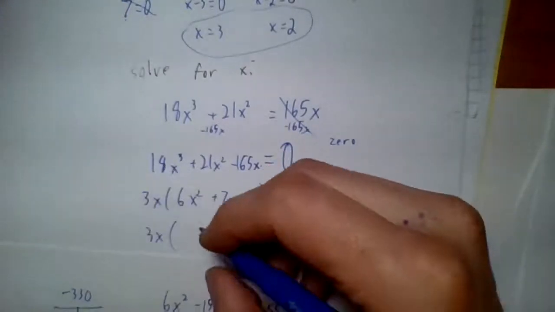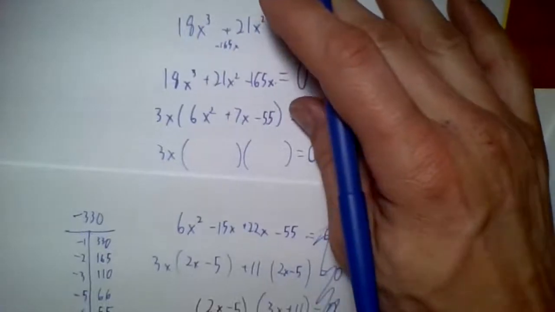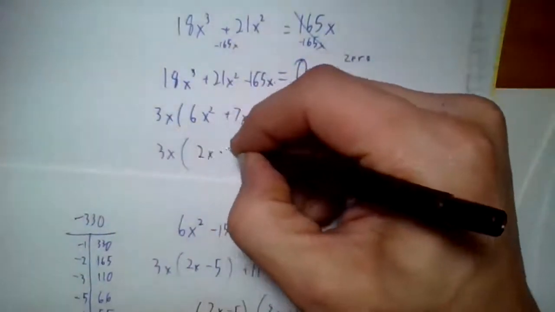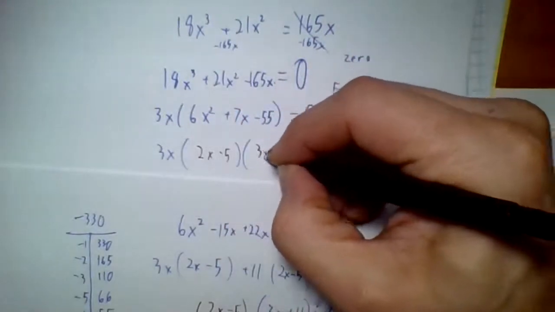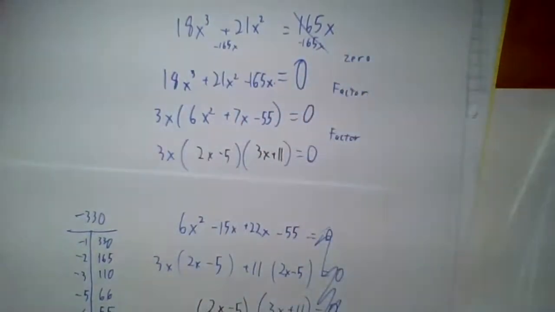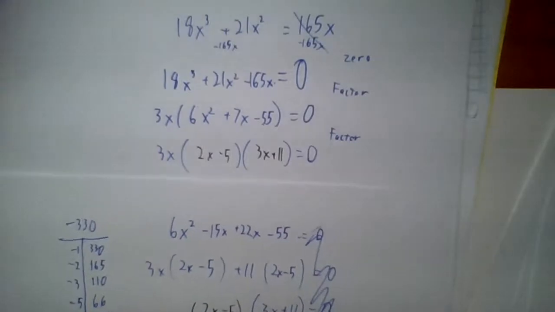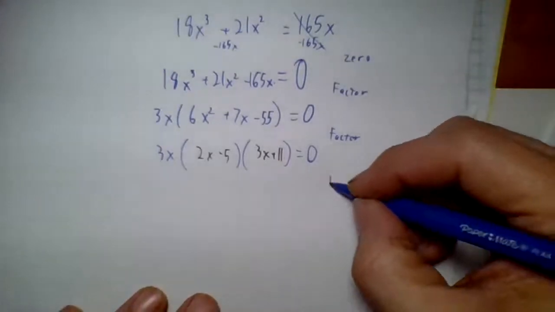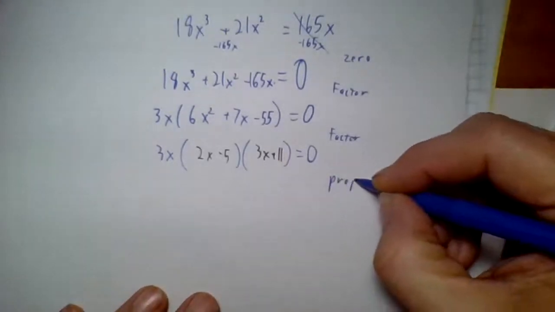Let me put that back into my factoring problem. I got 2x minus 5, 3x plus 11. That's completely factored now. All the exponents are done. We're done factoring. So, ready to use the zero factor property now. Keep factoring until you're done.